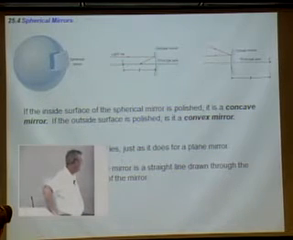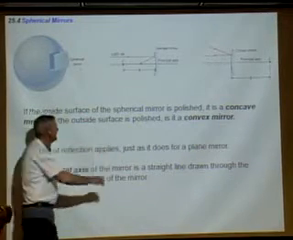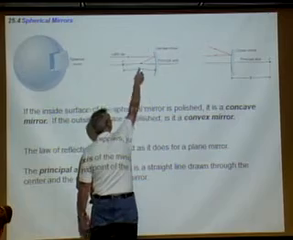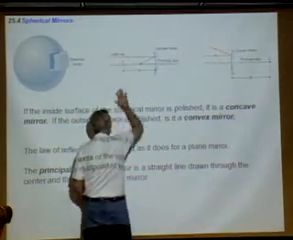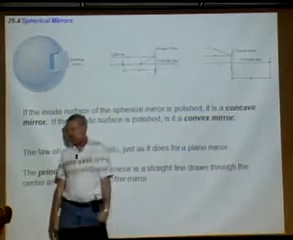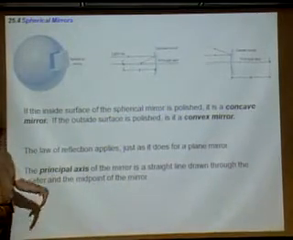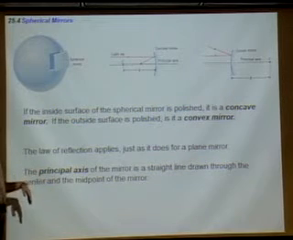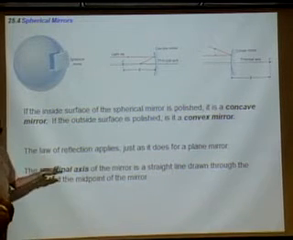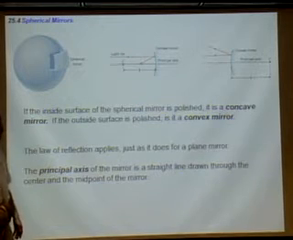Okay. Now it says if the inside surface of the spherical mirror is polished, it is a concave mirror. In other words, if it's caved in, all right, if the world is out here, that's the other weird thing about mirrors. You've got this whole virtual world that lives behind them. And that's Lewis Carroll. You all know Lewis Carroll? Through the looking glass and all that stuff.